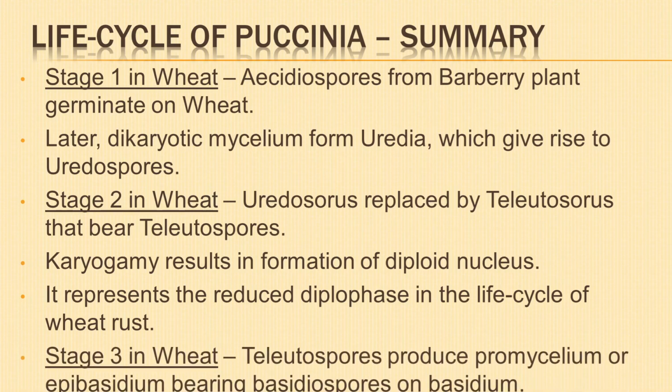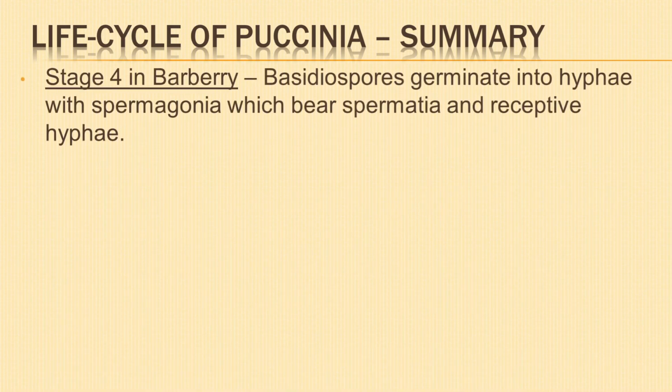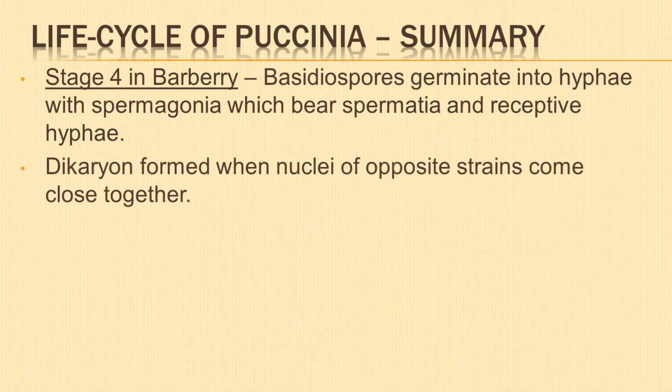Stage 3 in wheat, teliospores produce promycelium or epibasidium bearing basidiospores on basidium. Stage 4 in barberry, basidiospores germinate into hyphae with pycnia, which bear spermatia and receptive hyphae. Later, a dikaryon is formed when nuclei of opposite strains come close together.